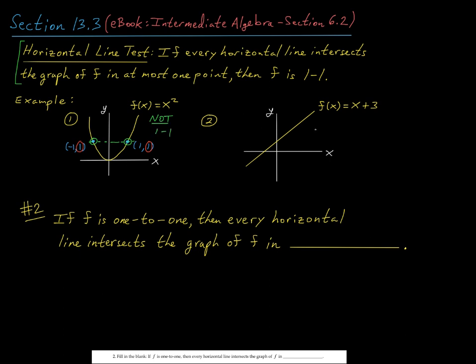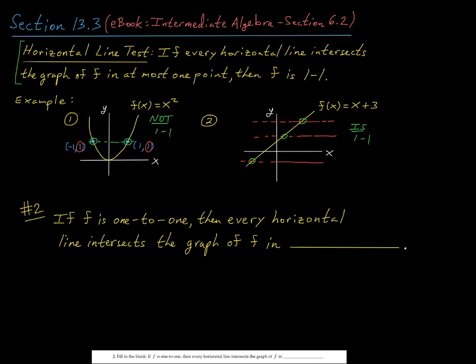All right, now for the second example, I have f of x equals x plus 3. And now here we see that any horizontal line we draw will intersect our graph in just one point. And so here we conclude that this function is one-to-one.